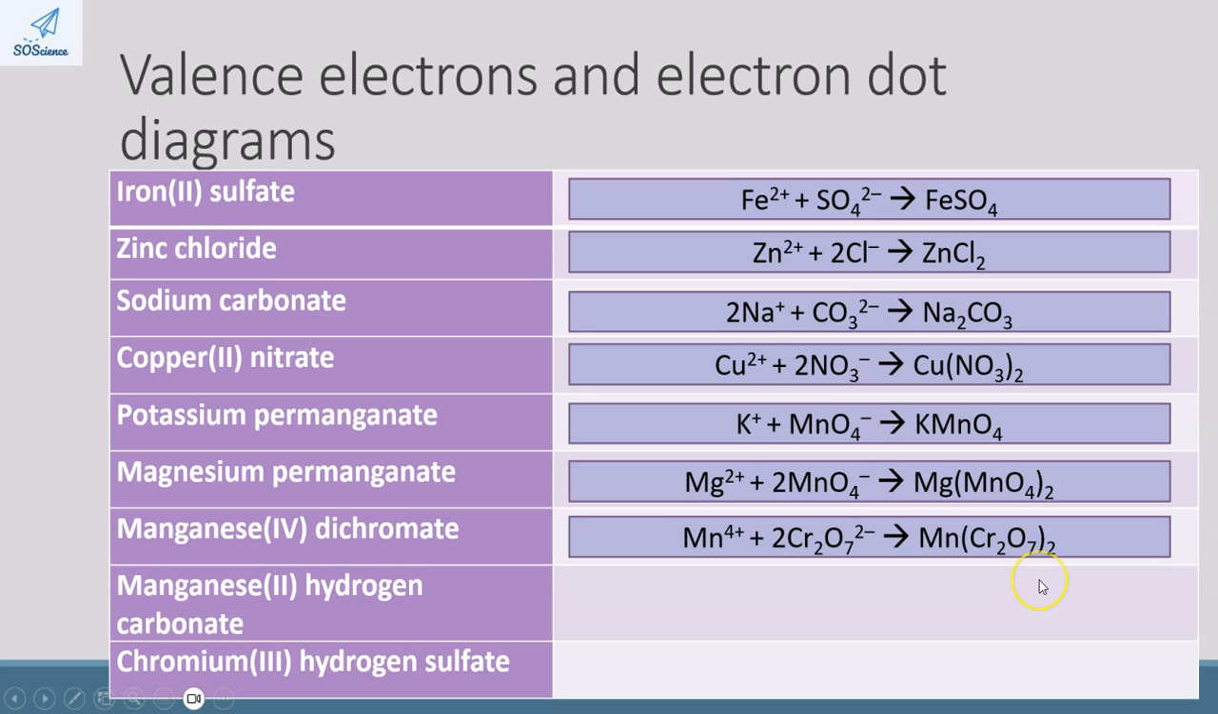So that was one of the issues with the crossing method, where it doesn't always serve us and we can't forget to find the lowest ratio. So now that we've figured out that the compound manganese dichromate is Mn(Cr2O7)2, that means that we need 1 manganese to 2 dichromate ions in order to balance out.